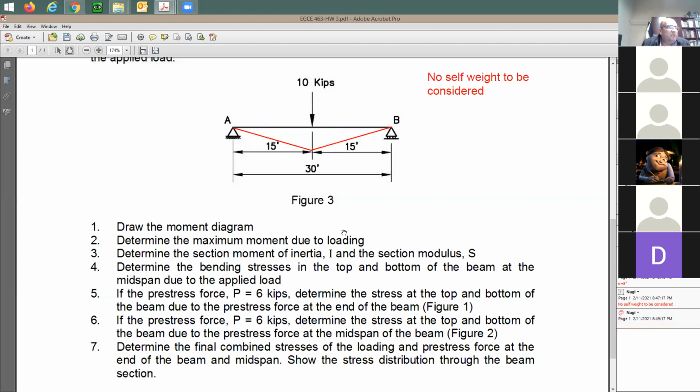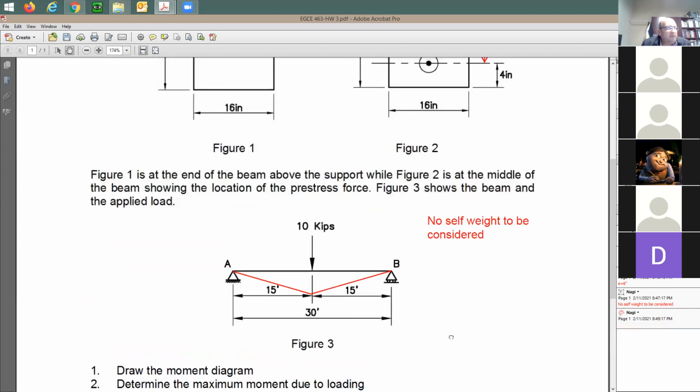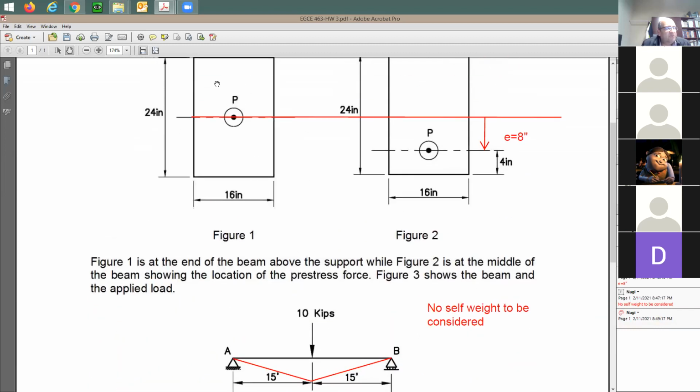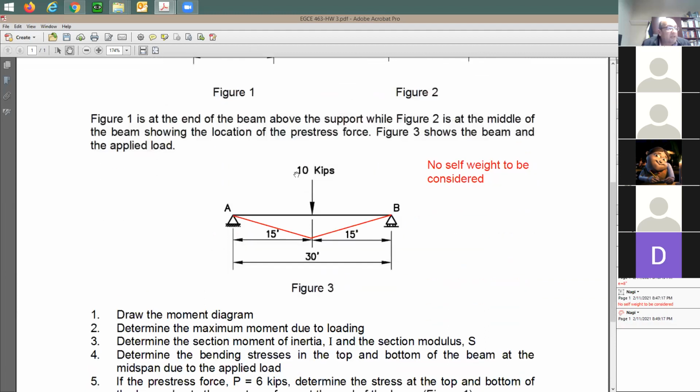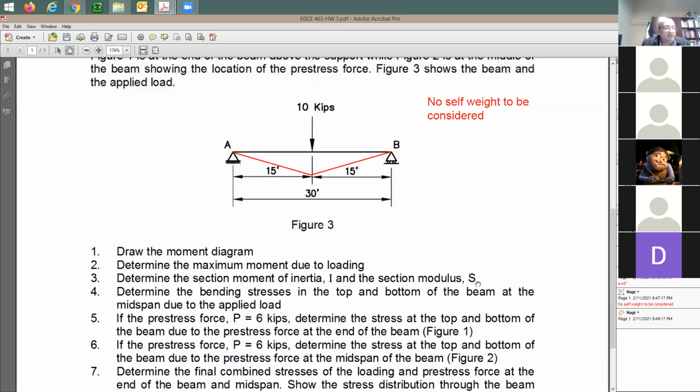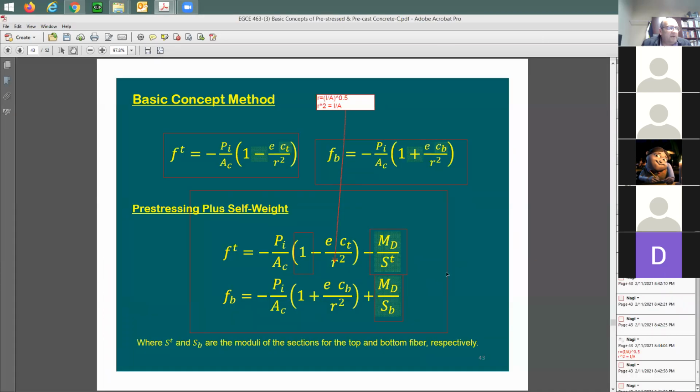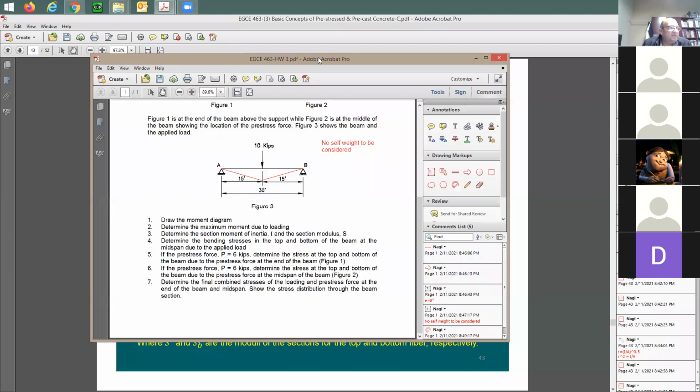Determine the maximum moment due to loading, which is going to be at this point. Determine the section moment of inertia. You guys can do moment of inertia for this in your spreadsheet. Can you do the section modulus? Yes. Is the top and bottom going to be the same? Let's look here. You're going to have one for the top, one for the bottom. Be sure that you use different equations so that if you'd like to put in a T section, it's going to work fine for you. Because guess what? Next is going to be a T section, and you'd like to use the same spreadsheet. So start from now by doing it for a T section.